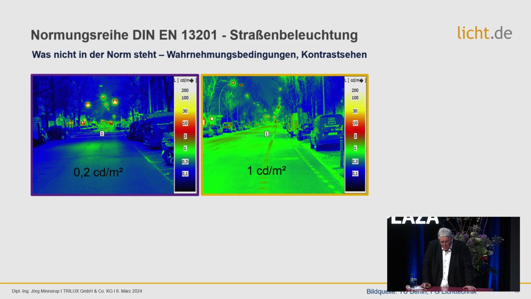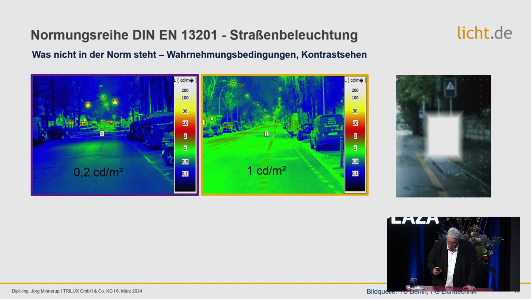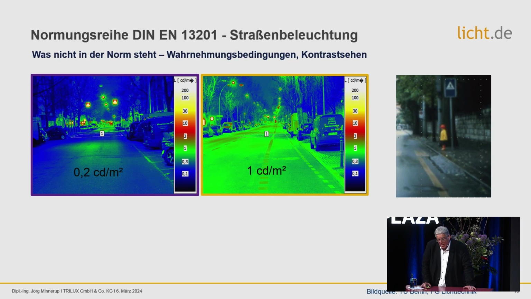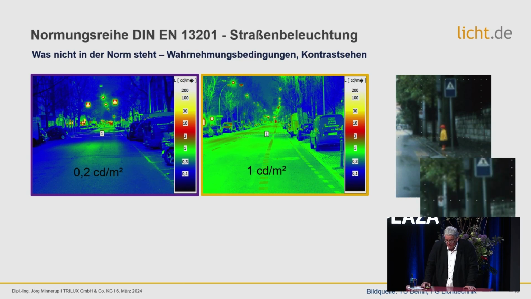Those are pictures from the Technical University of Berlin about measurements they have carried out. On the left side, you see 0.2 candela per square meter, which is a low level, and on the right side you see a road with 1 candela per square meter. So the difference is clear to see. But what's even clearer to see is on the next picture. This is a picture at day, but the effect would be the same at night. You see a child with a yellow rain jacket standing on the pedestrian crossing in front of the tree.